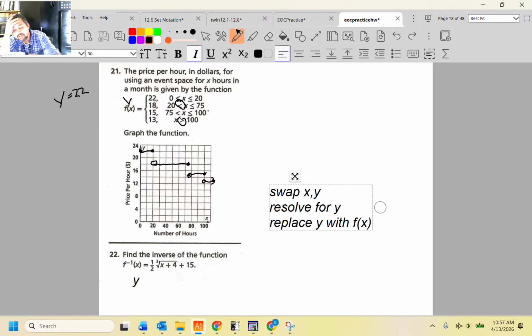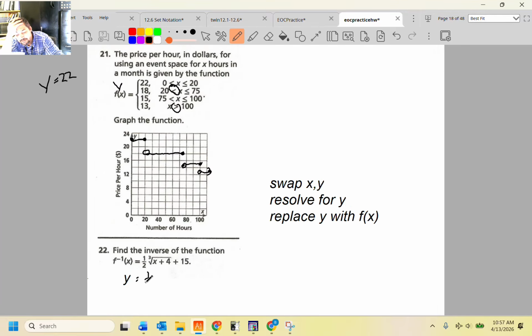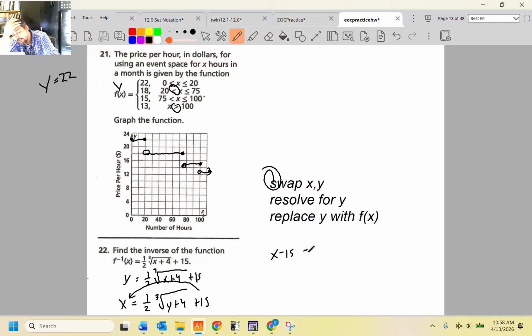So we're going to replace f to the negative first with a y because that's what it is. And let's see here, we have one half of the cubic root of x plus 4, plus 15. Now we're going to do this step right here. We swap x and y. It becomes x equals 1/2 of the cubic root of y plus 4, and outside plus 15. We're going to do easy things first. The easiest thing you can do is subtract 15. So x minus 15 is the 1/2 the cubic root of y plus 4.